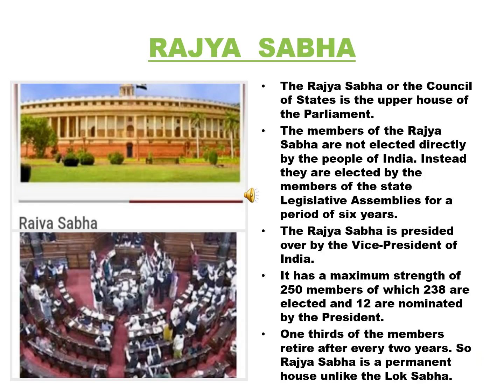Rajya Sabha. The Rajya Sabha or the Council of States is the upper house of the parliament. The members of the Rajya Sabha are not elected directly by the people of India. Instead, they are elected by the members of the state legislative assemblies for a period of 6 years. The Rajya Sabha is presided over by the Vice President of India. It has a maximum strength of 250 members, of which 238 are elected and 12 are nominated by the President. 1/3 of the members retire after every 2 years, so Rajya Sabha is a permanent house unlike the Lok Sabha.